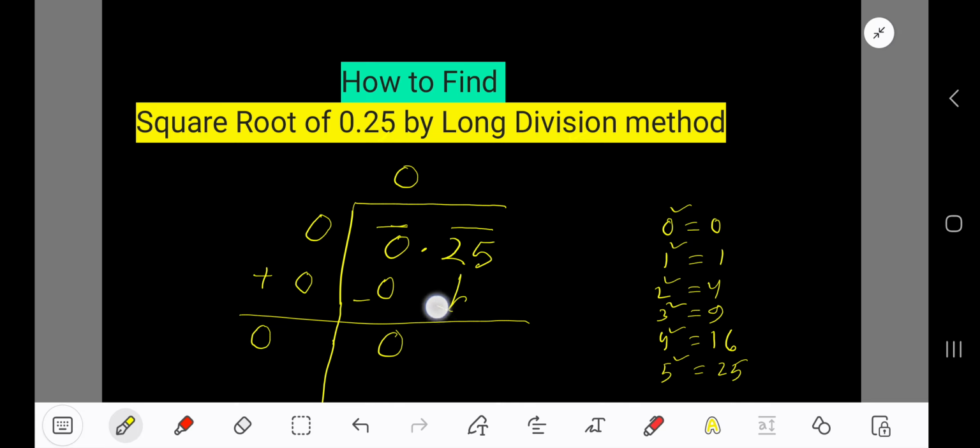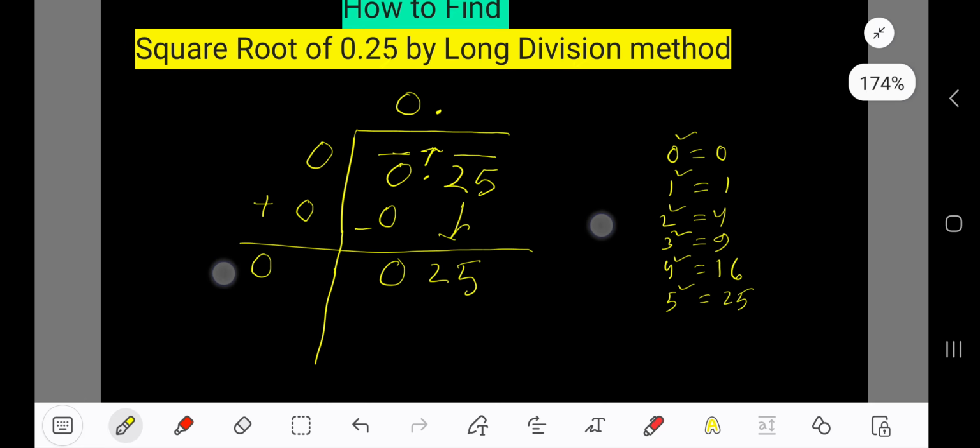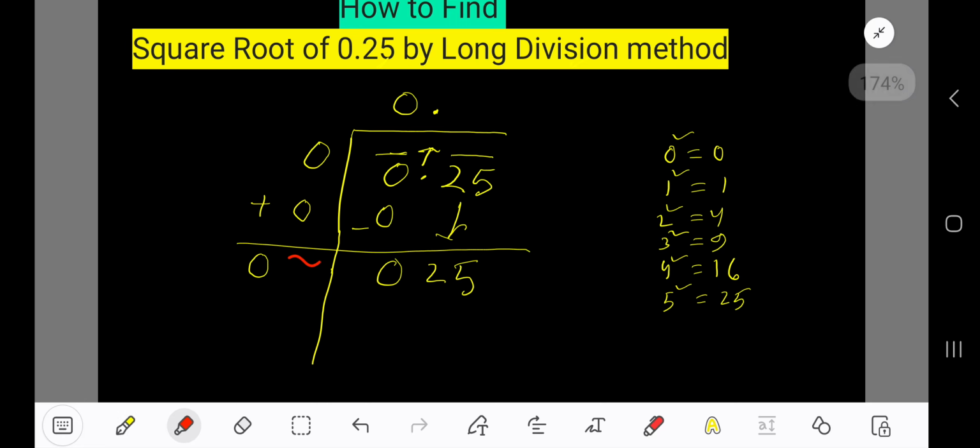Bring down the next pair. Before this pair there is a decimal. The decimal must come to the quotient directly. Okay. Now you have to take here a digit, and the same digit will come here, and you need to multiply. So 0, then this, and you need to multiply by this.